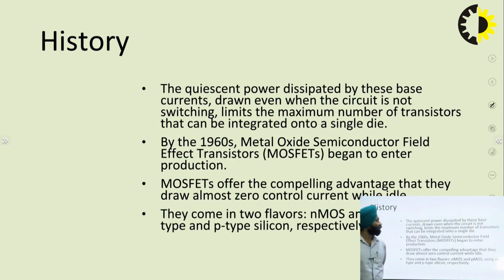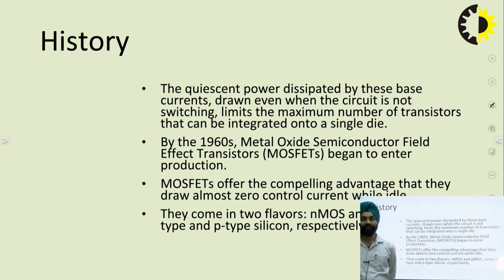So this quiescent power is dissipated by the base current draw even when the transistor is not switching. With this leakage current, we can say the maximum number of transistors that can be integrated into a single wafer has a limit, right? So we cannot increase the number of transistors to any number, just because of the leakage current in BJT.